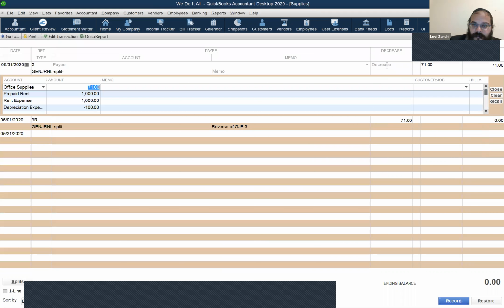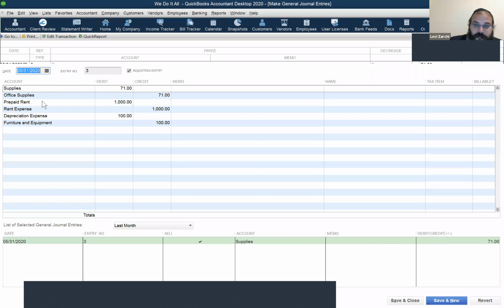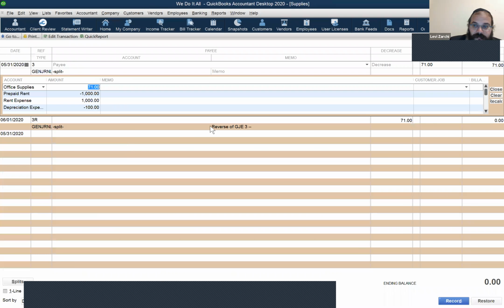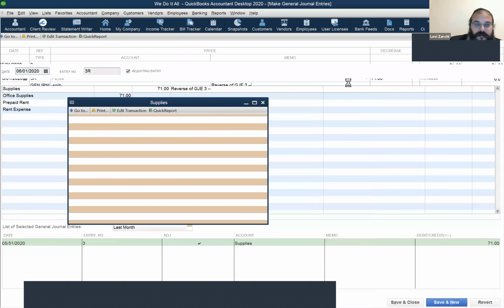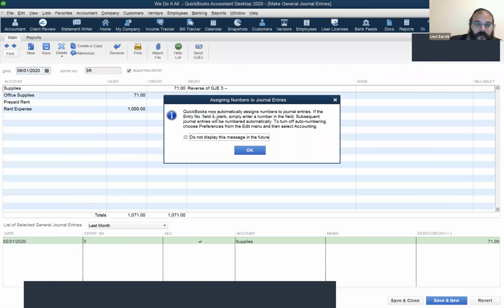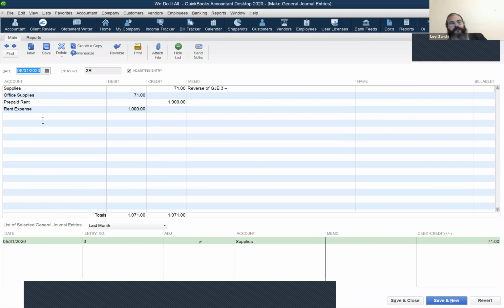So if I open up my first entry, right, there's 3 and 3R. I double click on 3. I have 3 entries. I have the supplies, I have the prepaid rent, and depreciation. If I go into the reversing, because it's manual, they don't know to reverse the entry just because I changed something. It's only 2 entries. So one way to do it, depending on how many entries you have, because you could have many types of assets that you have to make, you might just delete this reversal and then reverse the other entry, right? You could just go delete.